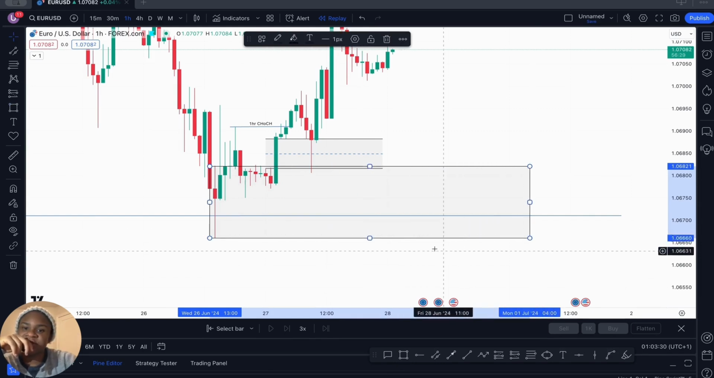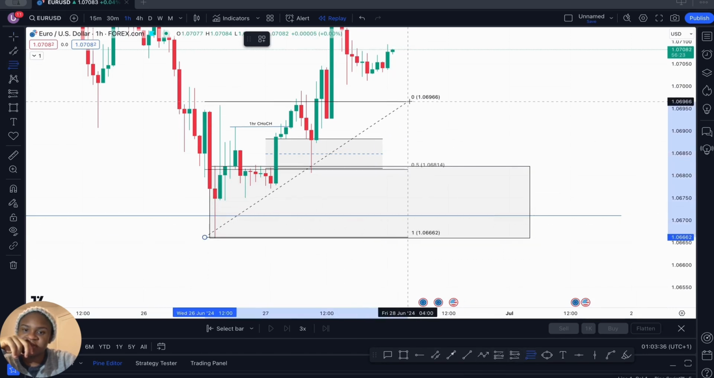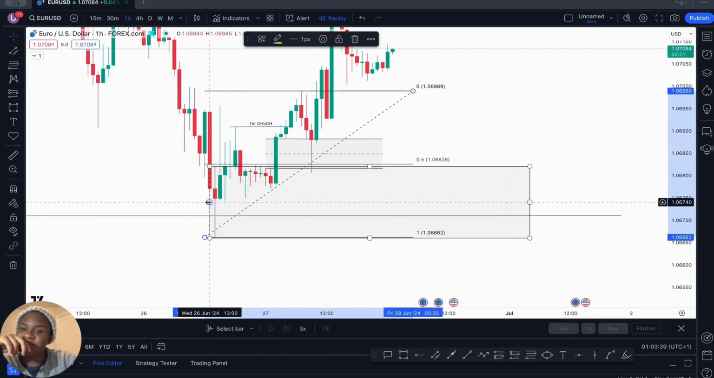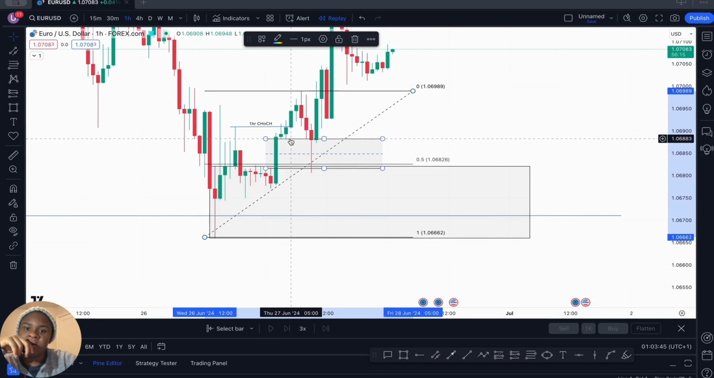If I entered the mitigation block, my stop loss would not have made sense. But when I drew my Fibonacci from the high to the low, it was only the other block that made sense to me. So I put my limit here and I went to sleep. I was surprised I woke up in the morning and I was already in the trade. But this is how you trade liquidity sweep.